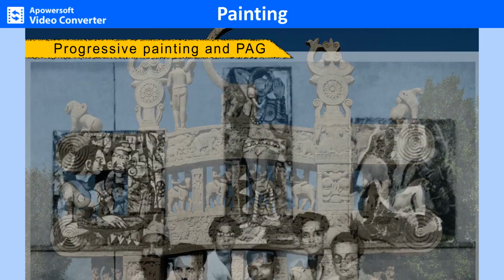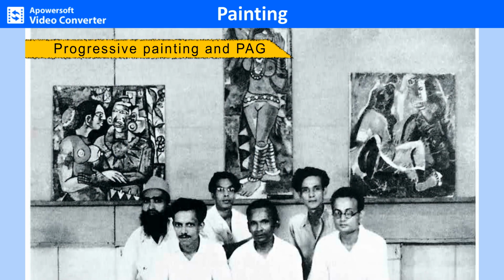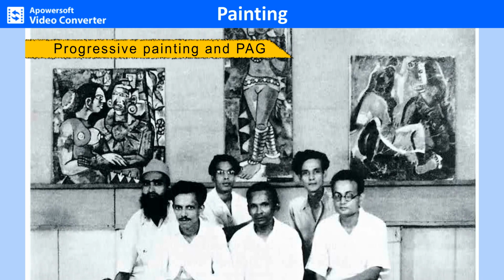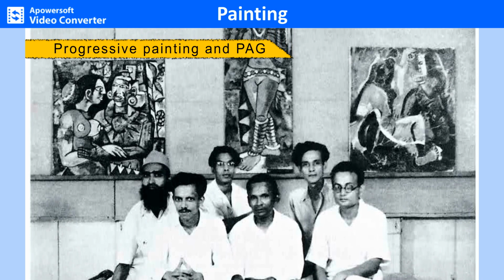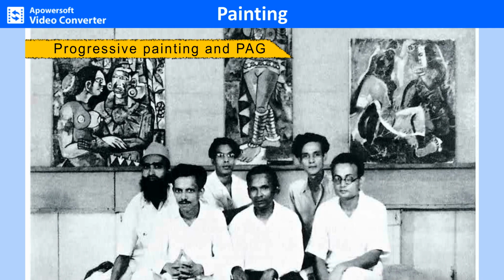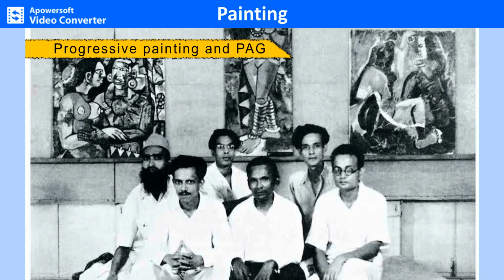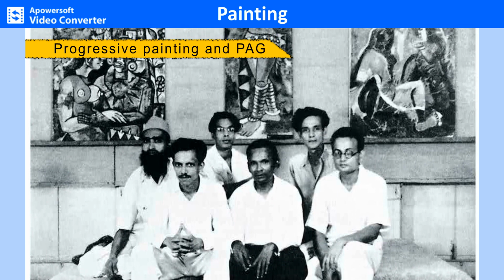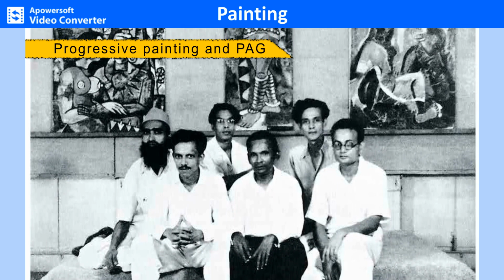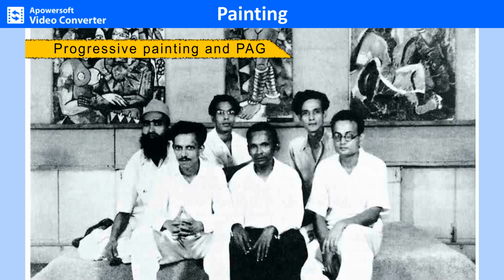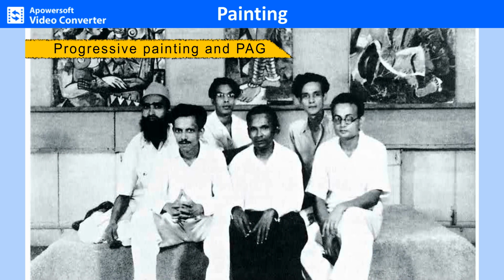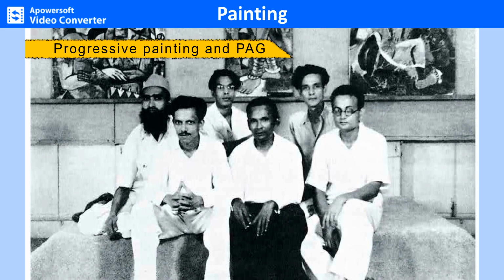Progressive painting and PAG. The Progressive Artists Group, PAG, the most influential group of modern artists in India, was formed in 1947. It was formed by Francis Newton Souza and S. H. Raza, M. F. Hussain, S. K. Bakre, Akbar Padamsi, Tayyab Mehta, Vasudev S. Gaitonde, Krishan Khanna and Mohan Samant were some of the prominent members of this group.